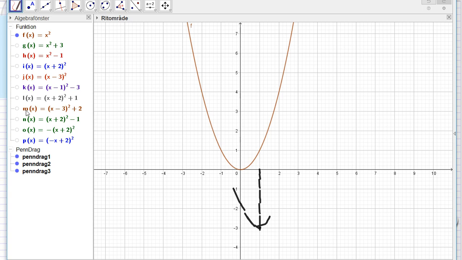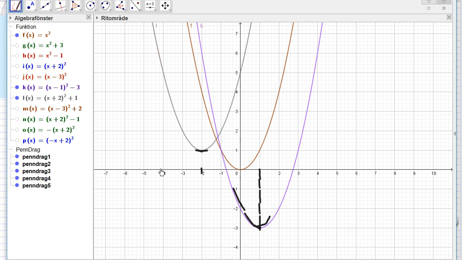Let's see if that's what they said. Okay, good. And the other one is x plus 2, that means to the left, and 1 up. That means here, and then 1 up. So this one is ours. Let's see if that's all right.